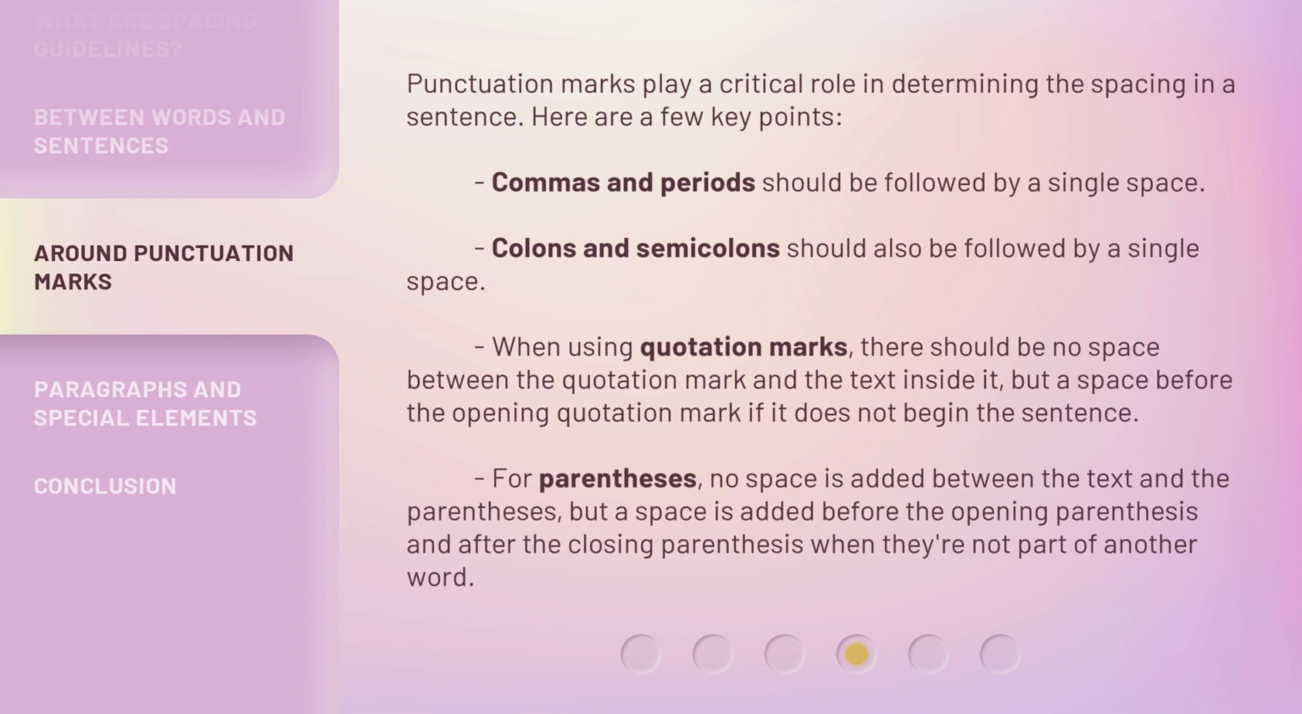Punctuation marks play a critical role in determining the spacing in a sentence. Here are a few key points. Commas and periods should be followed by a single space. Colons and semicolons should also be followed by a single space.